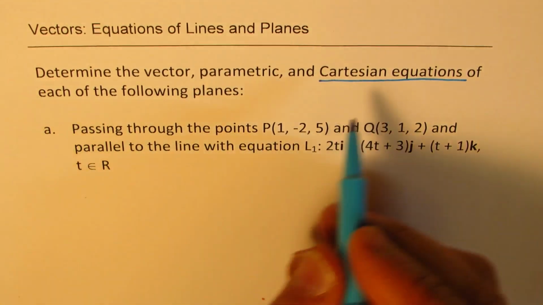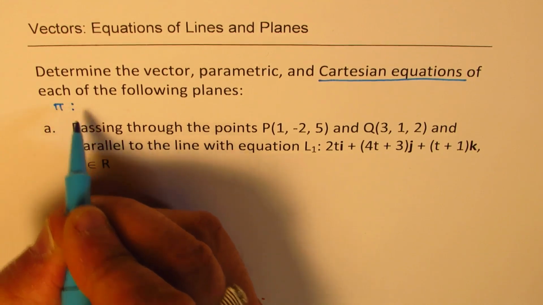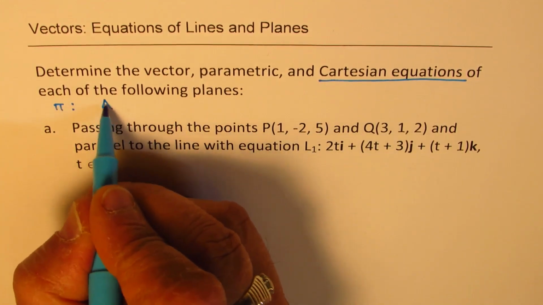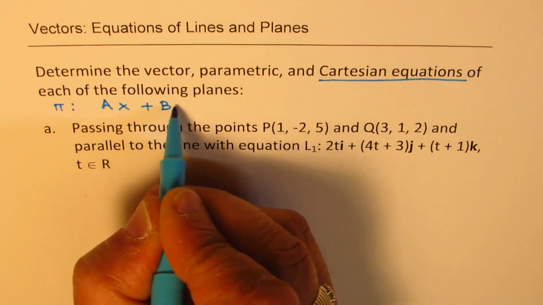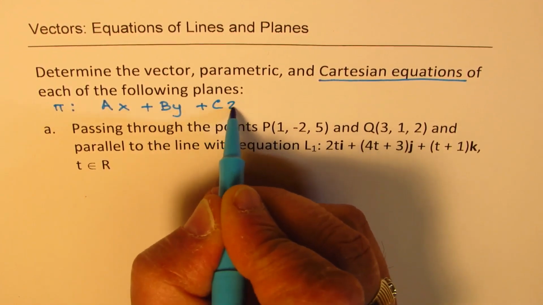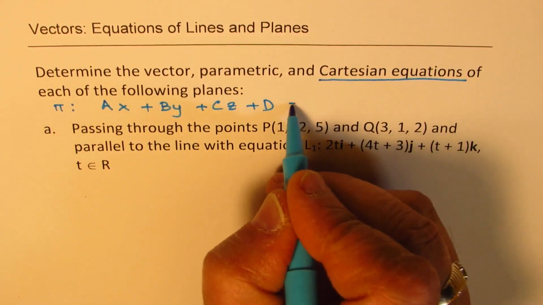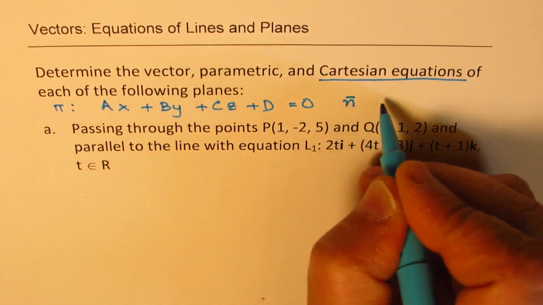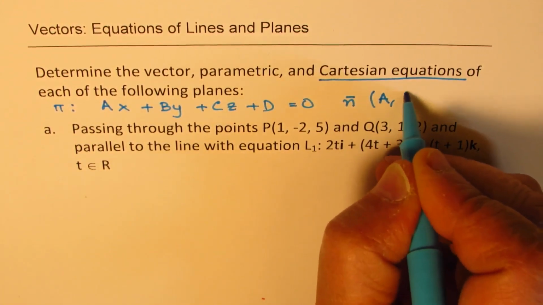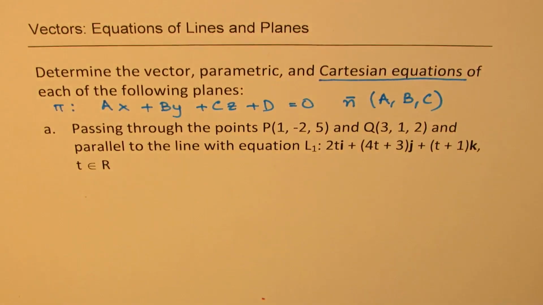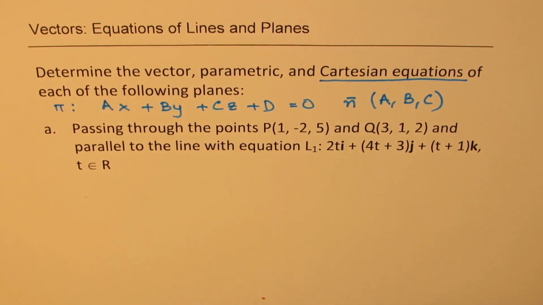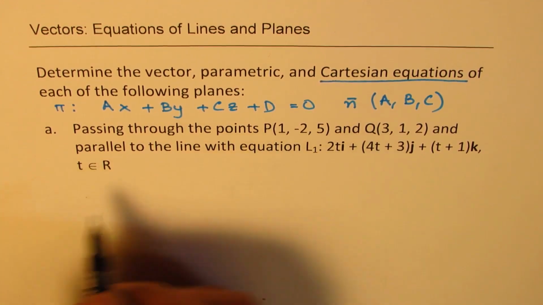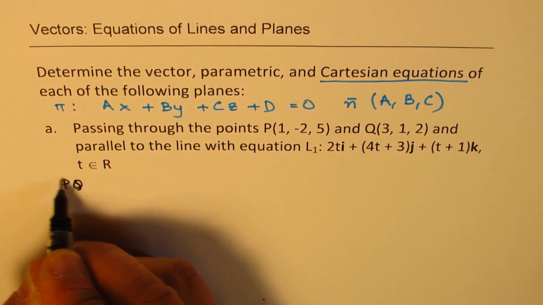Now, to get the Cartesian equation, we know for any particular plane, the Cartesian equation is of the form ax plus by plus cz plus d equals 0, where the normal is given by (a, b, c). So that is the Cartesian equation, which we'll try to figure out from the given information. Now, to find the normal, we need two directions. So one direction is PQ. So let's get the direction PQ first.